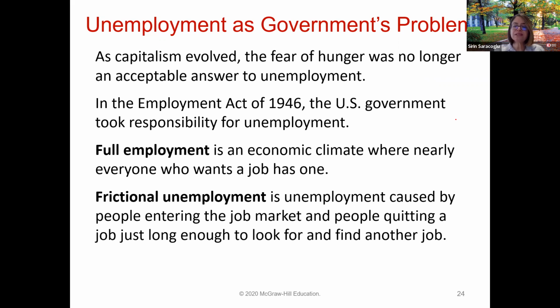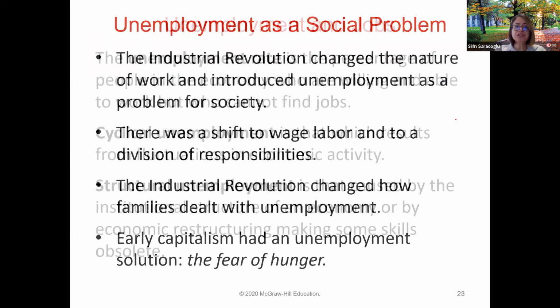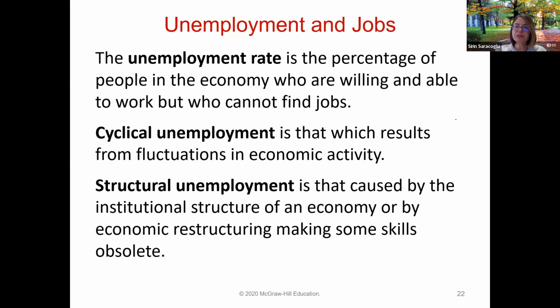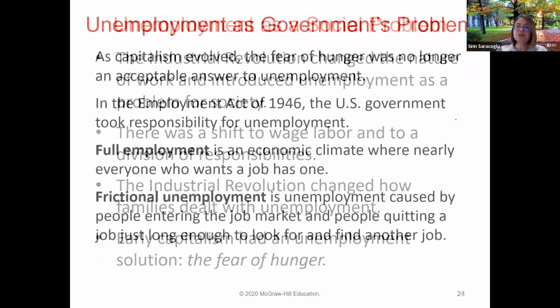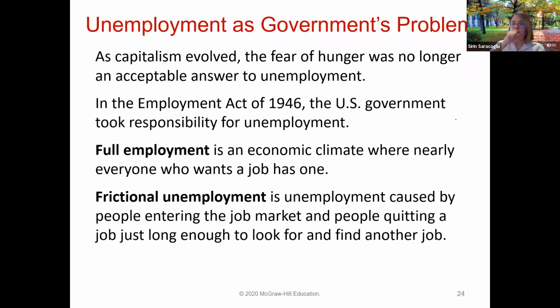So in that sense, you can say that structural unemployment and cyclical unemployment are involuntary unemployment, while frictional unemployment is voluntary unemployment. And when we have only frictional unemployment, the economy is at full employment and will be producing output at its potential, or at the full employment level of output.